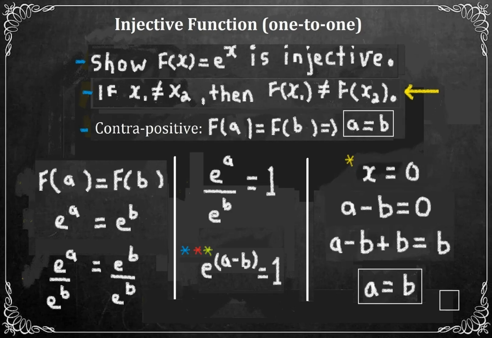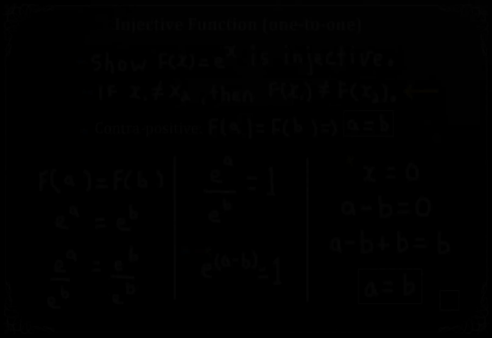Because any number raised to the power of 0 equals 1, and Euler's e is greater than 1, it must be that the exponent equals 0 at the yellow asterisk. So, solving for the exponent, we can set a minus b equals 0, add b to both sides returns a equals b in the white box. Since a and b are any real number x, therefore, we've shown e to the x is injective. We are done. Very nice.